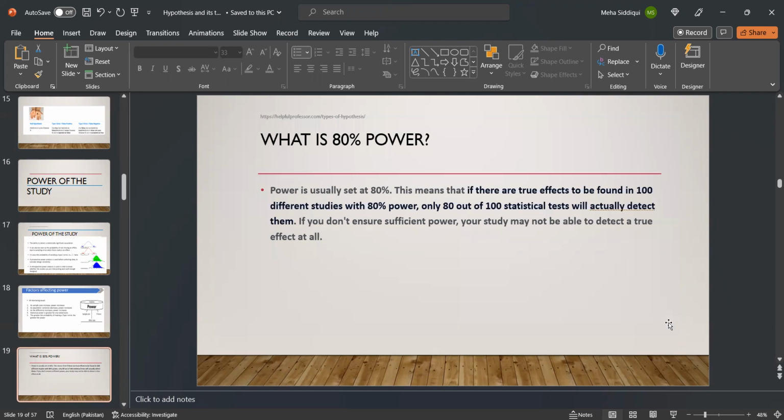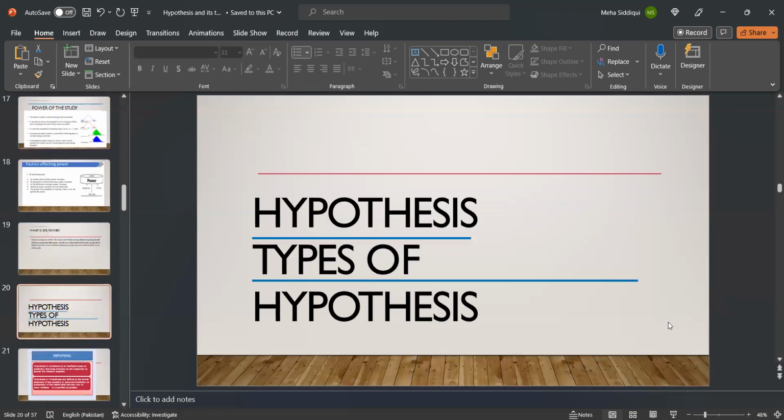Now, what does 80% power mean? Power is usually set at 80%. This means that if there are two effects to be found in 100 different studies with 80% power, only 80 out of 100 statistical tests will actually detect them. If we don't ensure sufficient power, a study may not be able to detect a true effect at all.